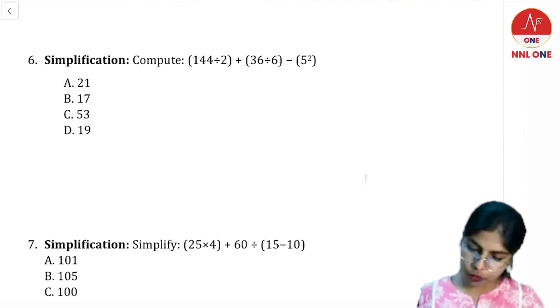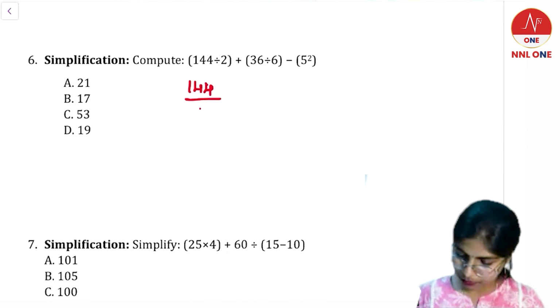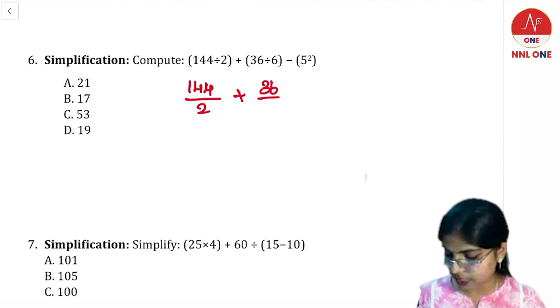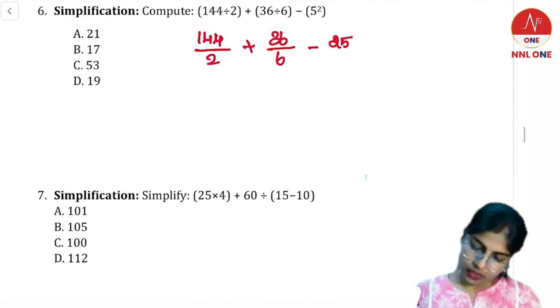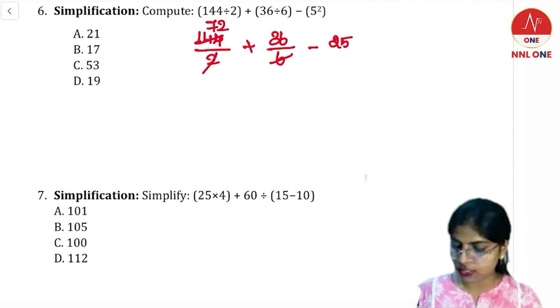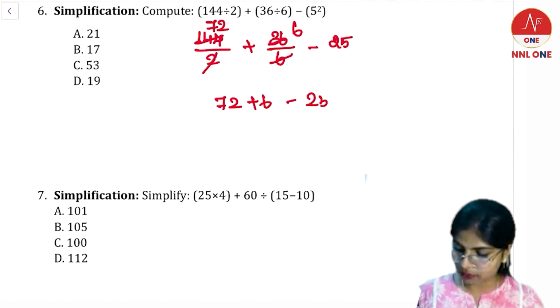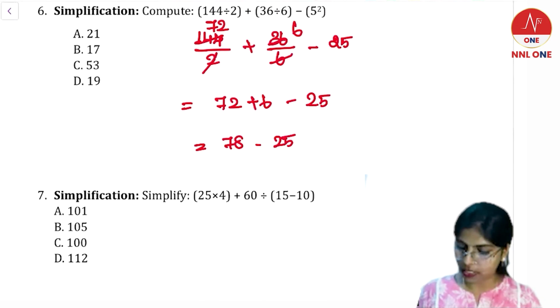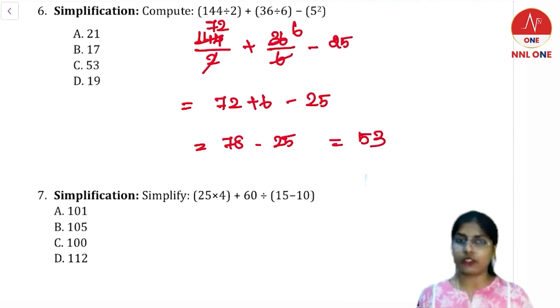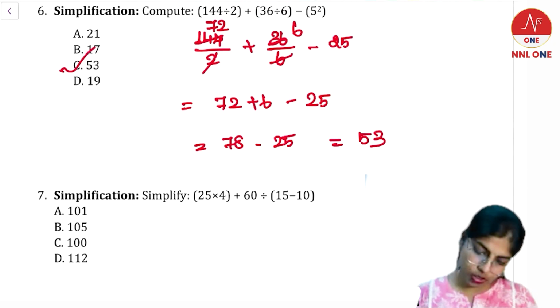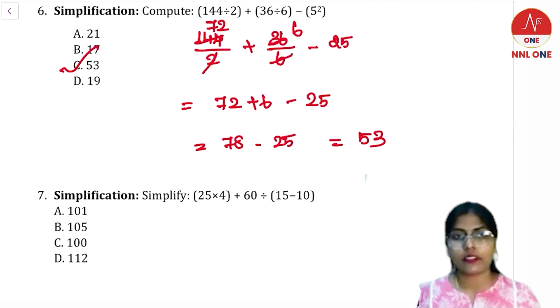Next, 144 divided by 2 plus 36 divided by 6 minus of 25. Here we can cancel it. 2 into 7 is 14. 2 into 2 is 4. 6 into 6 is 36. So 72 plus 6 minus 25. 72 plus 6 is 78. 78 minus 25 is definitely 53. So the correct answer for question number 6 is option C.